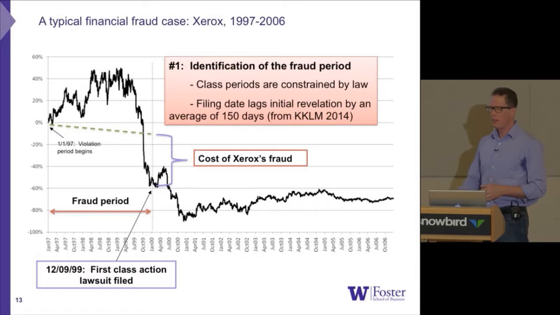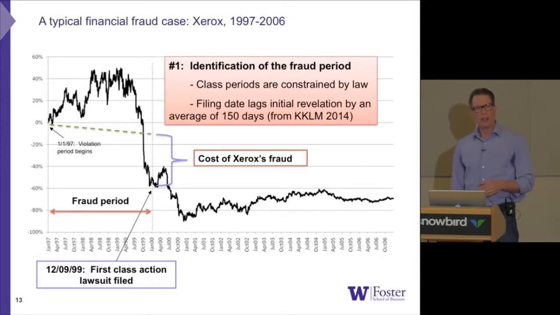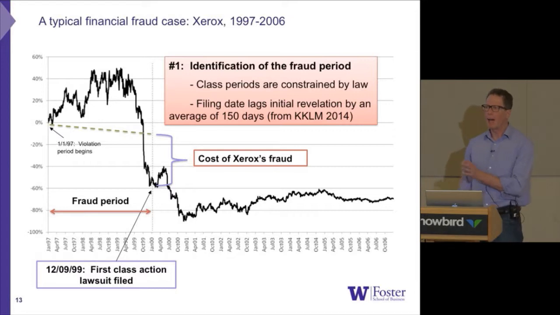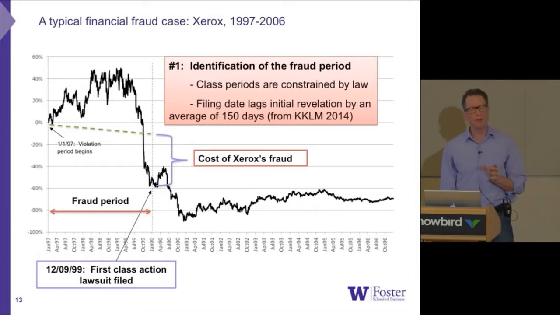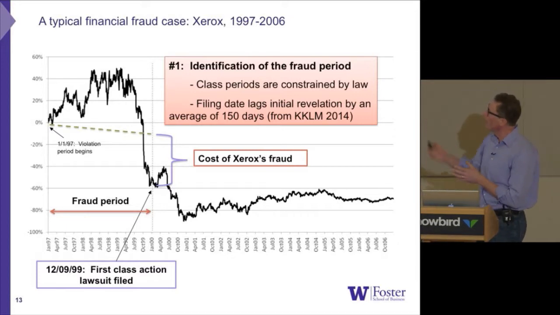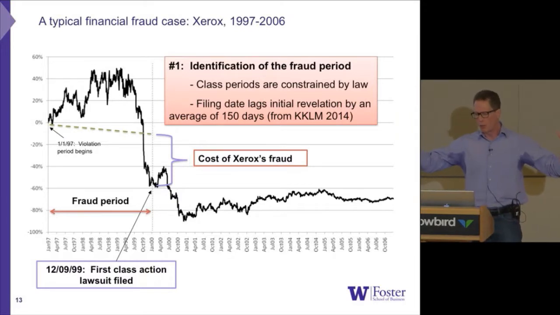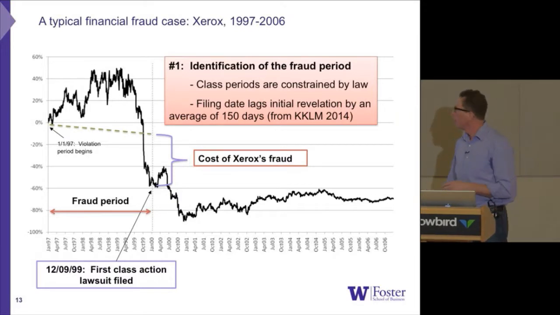On the other end, it's typical that the initial class action lawsuit filing date happens well after the fraud period actually ends. It certainly happens after the initial revelation of the fraud. In the case of Xerox here, the difference between the initial revelation, as I'll show in a moment, and the first class action lawsuit was 2 months, but it turns out that on average it's closer to 5 months, 150 days. So again, identifying the period over which you're going to measure these changes can be important.